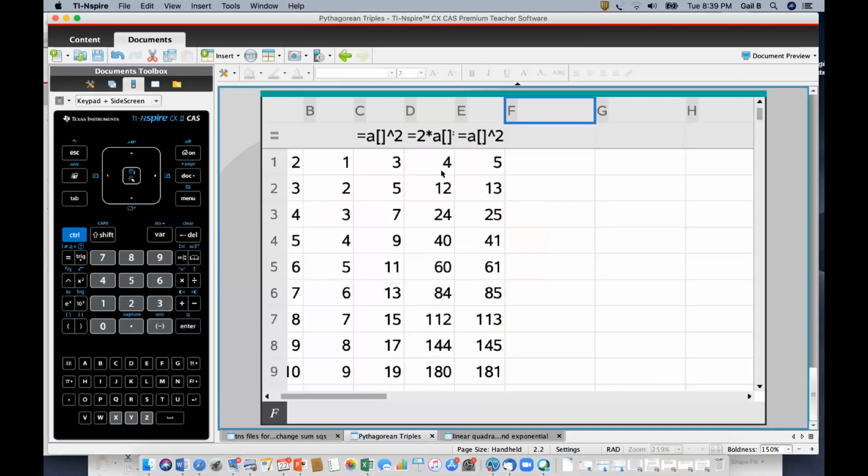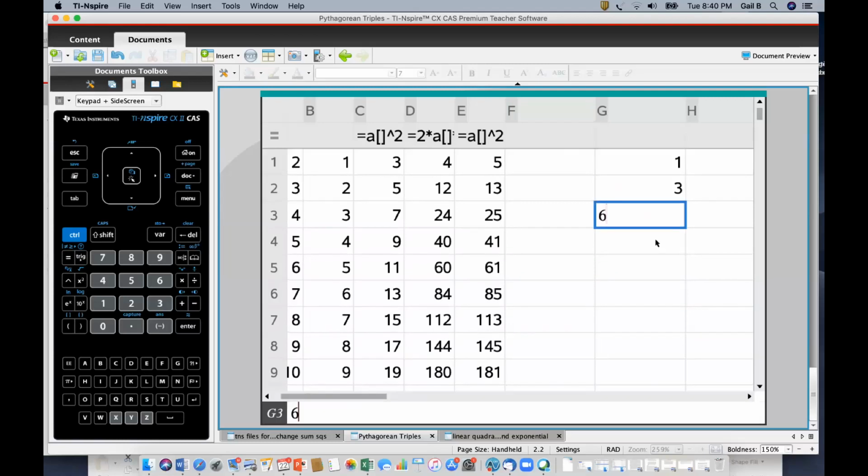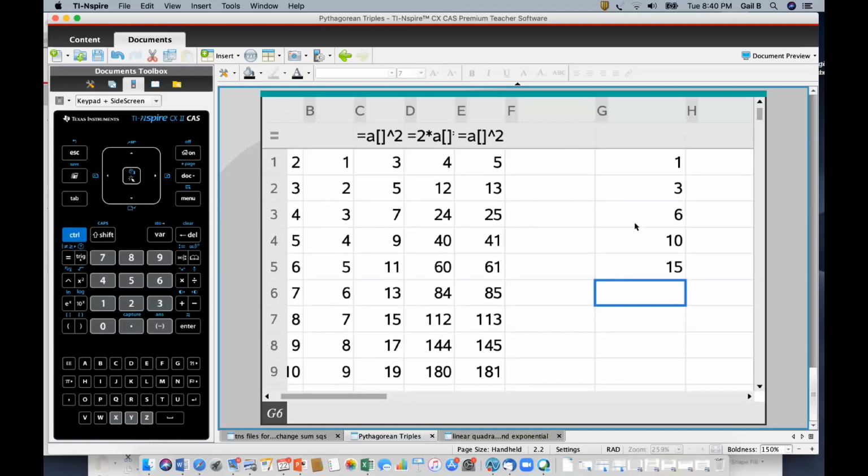All right, so I want somebody to tell me, I'm going to go over here, and this middle column is 4 times 1. Then it's what? 4 times 3. Then it's 4 times 6. Then it's 4 times 10. Then it's 4 times 15. What do you notice? What do you wonder?